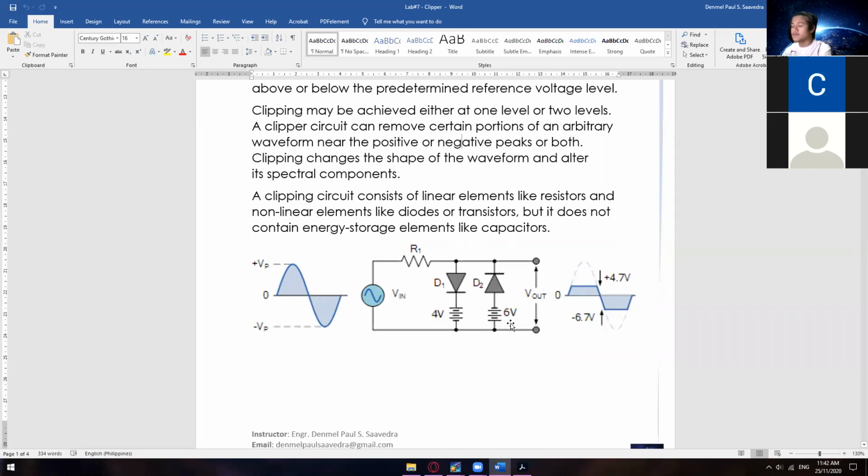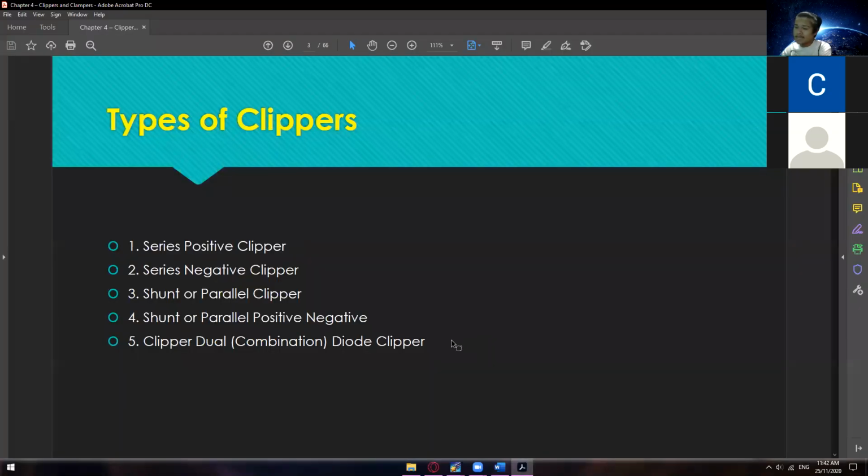To give you more ideas about clippers, you can ask for notes of your classmates who have a copy of my notes. Just to give you a brief idea how many types of clippers we have: a series positive clipper, which clips the positive side; a series negative clipper, which clips the negative side; and then the shunt or parallel clipper, which likewise clips the positive or negative, depending on your circuit. We also have the shunt or parallel positive and negative, and then the dual clipper.